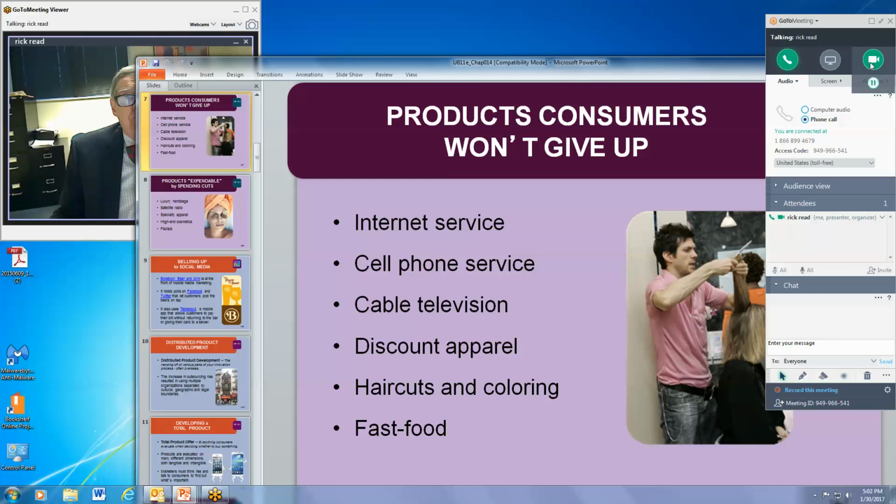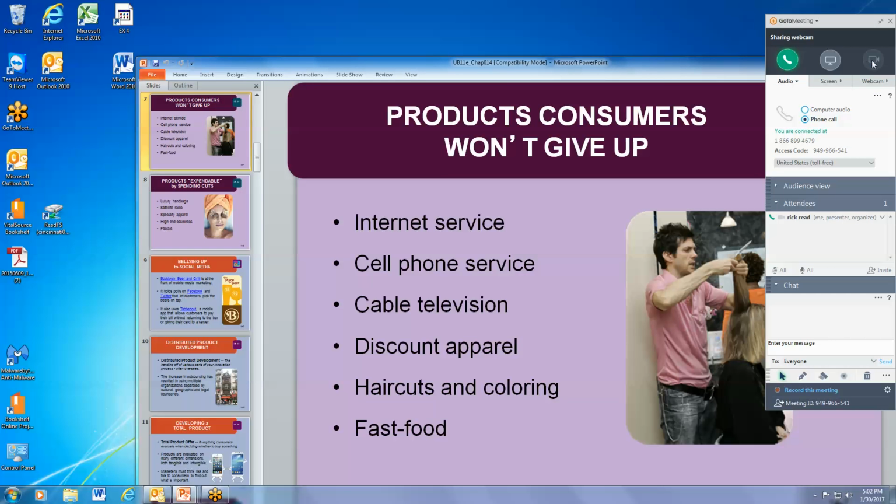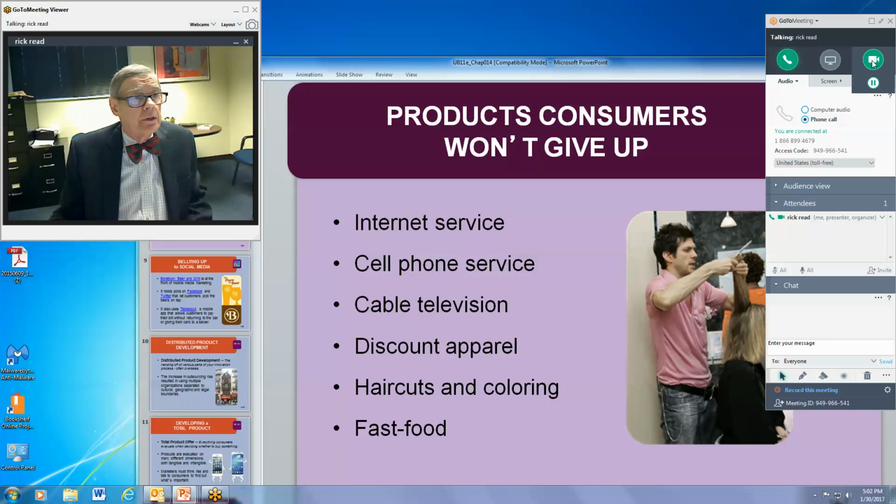This is a list of products that customers or consumers won't give up. I'm not going to go through that, but I think it's interesting to look at.